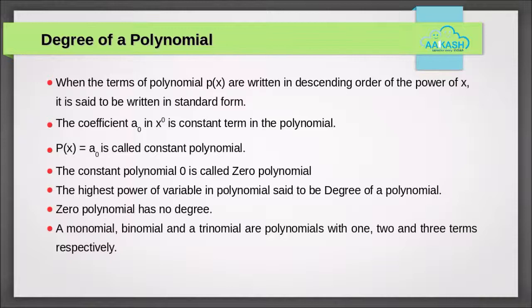Whenever variables are present in the polynomial, the highest power of a variable among all the terms is called the degree of the polynomial. Since zero polynomial does not have a variable and is not a power, it has no degree. Degree is not dependent on the number of terms in the polynomial. The terminology used for classifying polynomials based on number of terms is monomial, binomial, and trinomial, where monomials are polynomials with one term, binomials are polynomials with two terms, and trinomials are polynomials with three terms.